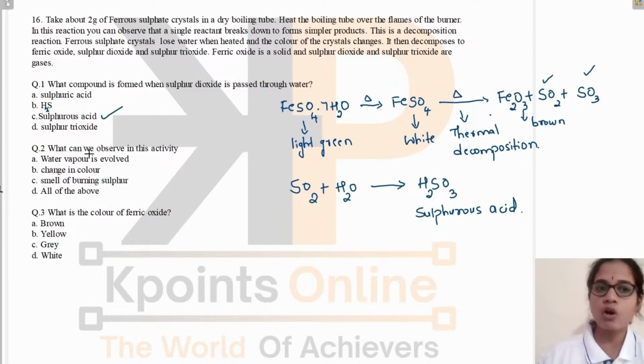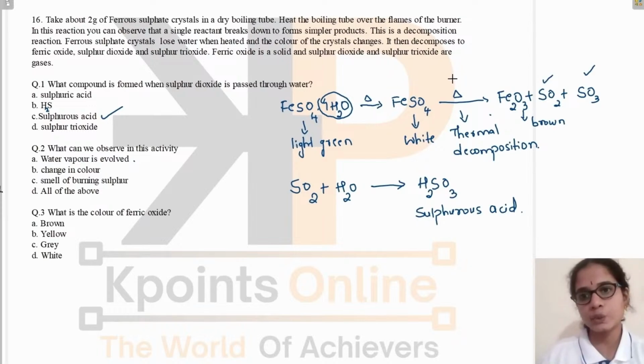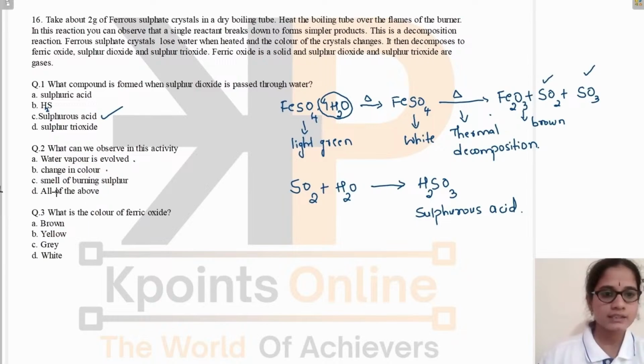Then the next question is, what can we observe in this activity? Water vapor is evolved, change in color, smell of burning sulfur, all of the above. As we have already seen, water vapor is evolved because the ferrous sulfate crystals lose water of crystallization. So this is correct. There is a change in color. Yes, first it was light green in color and then it turns white, and after undergoing the thermal decomposition reaction, it turns brown. Okay, this is also correct. Then there is a smell of burning sulfur. It is also correct. So the correct option is all of the above.